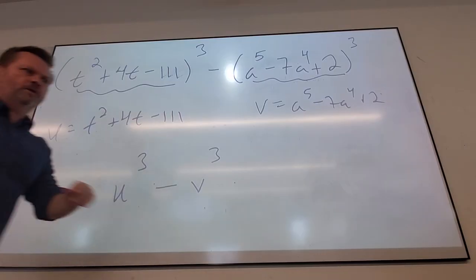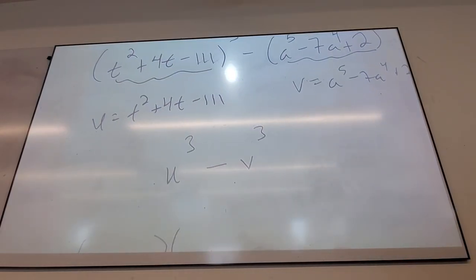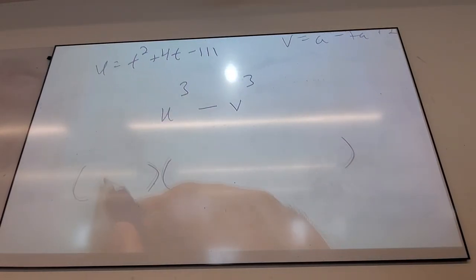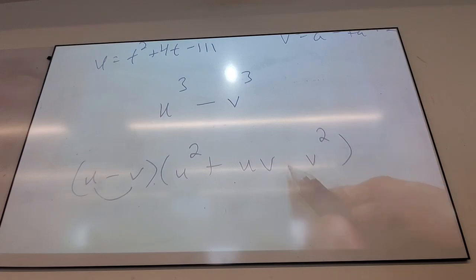Can you factor u cubed minus v cubed? What goes in the little dude? U minus v. So one u there, so the other, u squared. And one v there, so the other, v squared. And the middle term, opposite sign, product. Now, is this the right answer?